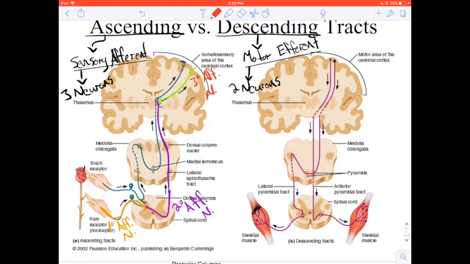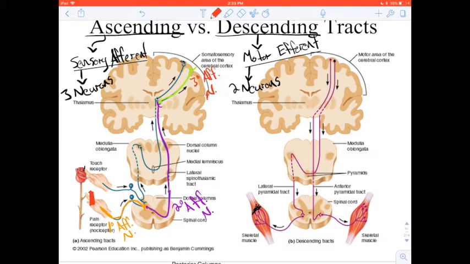First order is always going to begin at the point of stimulus, at the point of some sort of sensory receptor that it's attached to. And then it's going to go and link up somewhere within the central nervous system with the second order afferent neuron. And that one will go on to link up with another central nervous system neuron, our third order afferent. Depending on which track we're talking about, that occurs in different places.